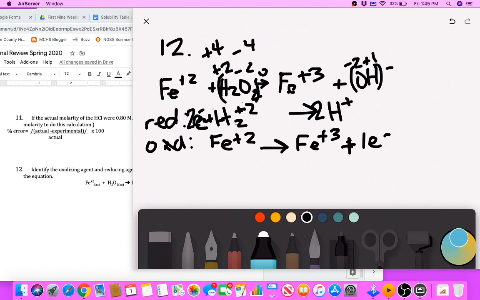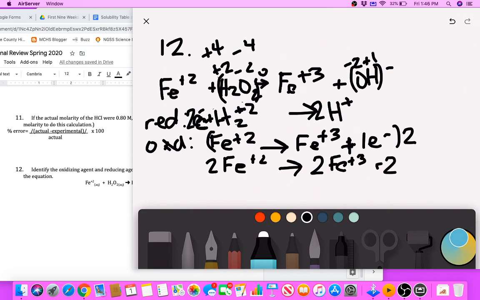Okay, the last thing we need to do is balance the electrons. We need to have the same number of electrons on both sides of both equations. So we have 2 negative electrons here. We have only 1 here, so we have to multiply this entire equation by 2. And when we do that, we end up with 2 Fe2+ yields 2 Fe3+ + 2e minus. Now we can check and make sure our charges are still balanced. Now we have +4 here. We have +6 minus 2. We have +4 there, so they're still balanced.